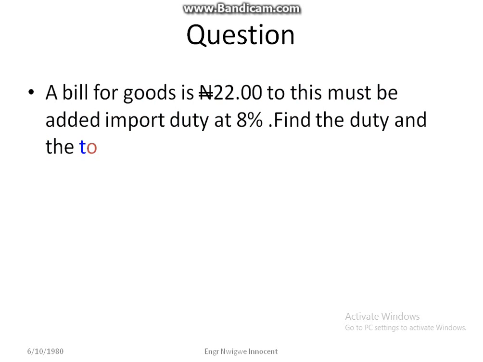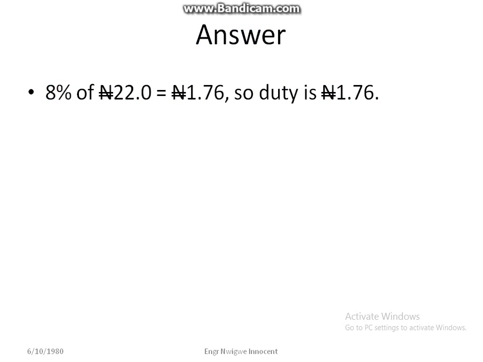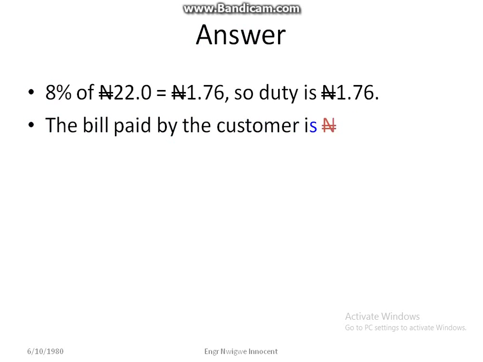Question: a bill for goods is 22 naira. To this must be added import duty at 8%. Find the duty and the total bill paid by the customer. Answer: 8% of 22 naira is simply 8 over 100 times 22, which will give us 1 naira 76 kobo. So the duty is 1 naira 76 kobo. The bill paid by the customer is now equal to 22 naira plus 1 naira 76 kobo, which is 23 naira 76 kobo.